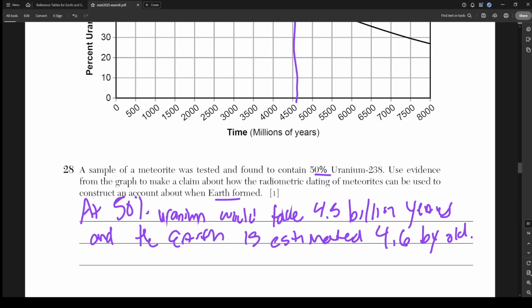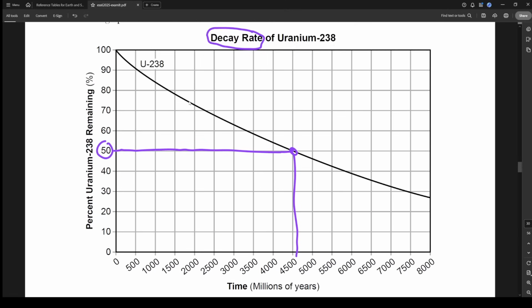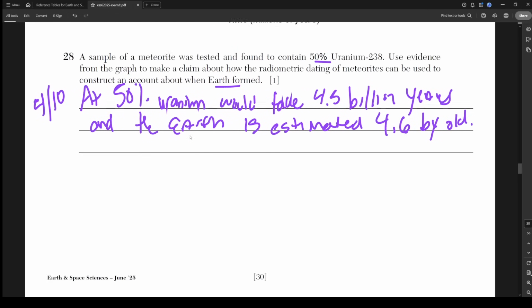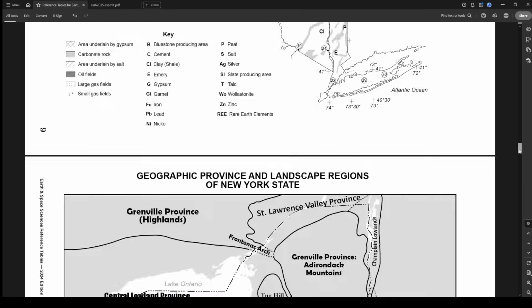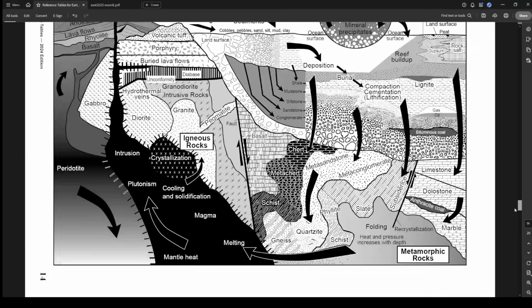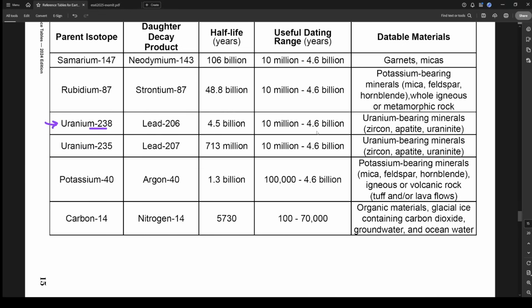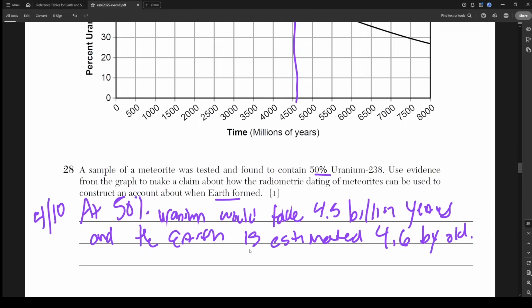That's it. So, I mean, if you didn't know the Earth's age, that could be an impossible question to get. But if you did, this is like I would say a 4 out of 10. You did have to know how to read the graph. So at the end of the day, we did not need this, right? Does this help us at all? No. Okay.